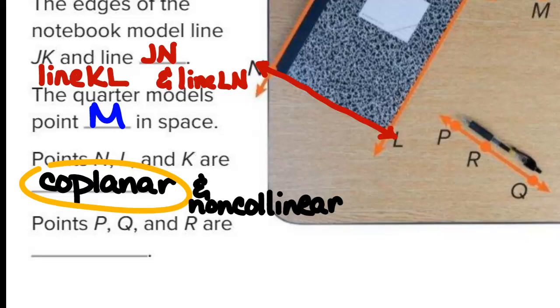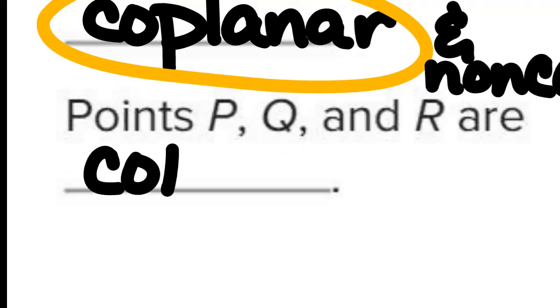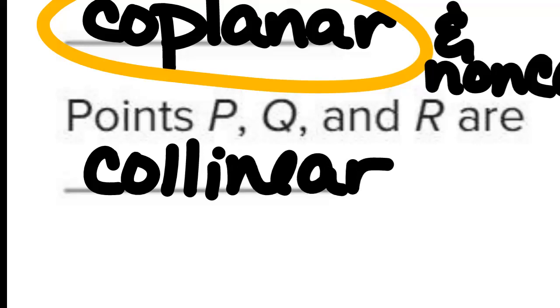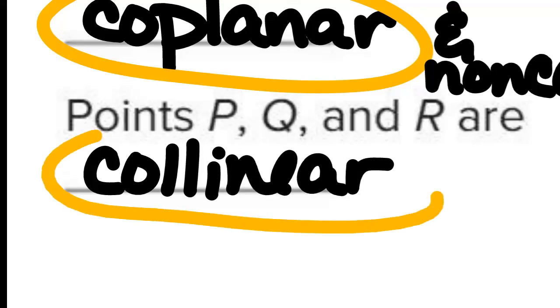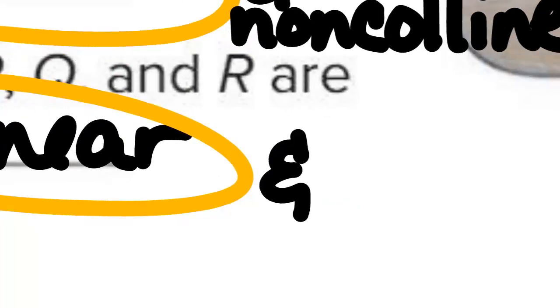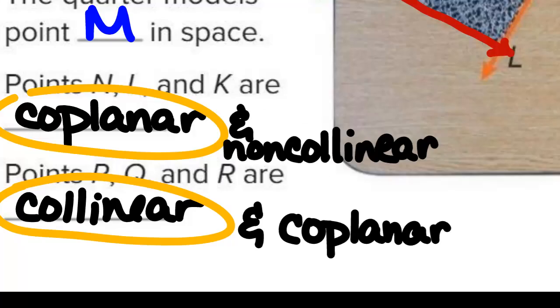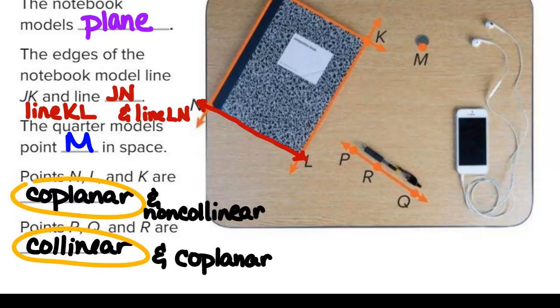What about P, Q, and R? Collinear. Are they all on the same flat space together? So we could also say that they are what? Coplanar. They are all on the same flat space, so we could say they're coplanar. Collinear is more precise. 3 points that aren't all on the same line together can be coplanar. If they're all on the same line together, the more precise way of saying that is collinear.